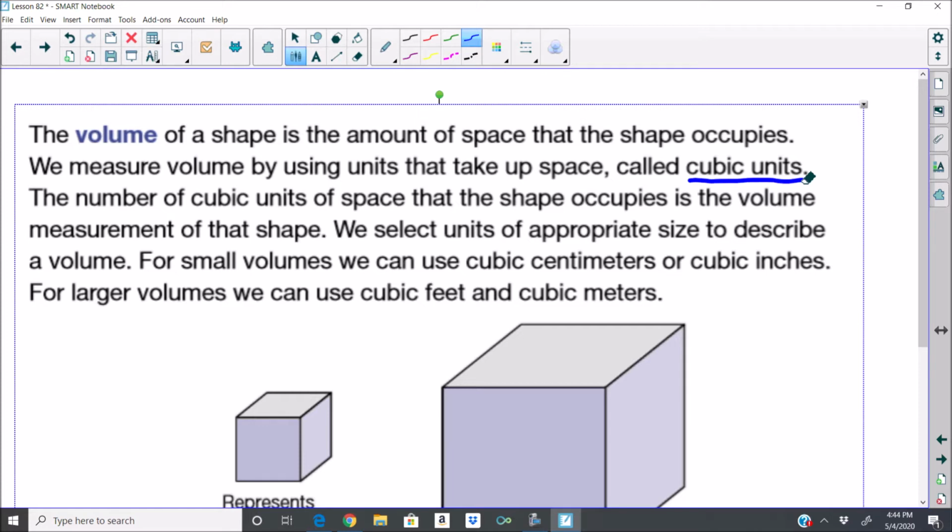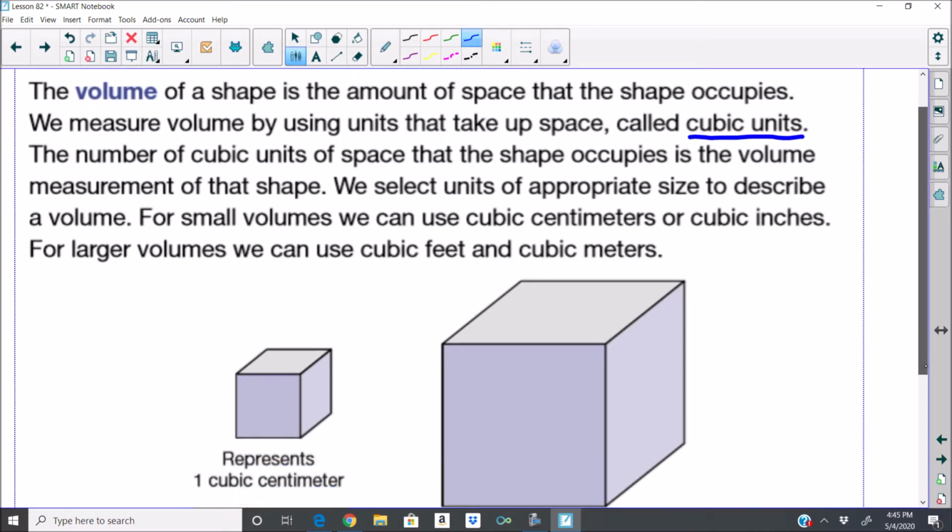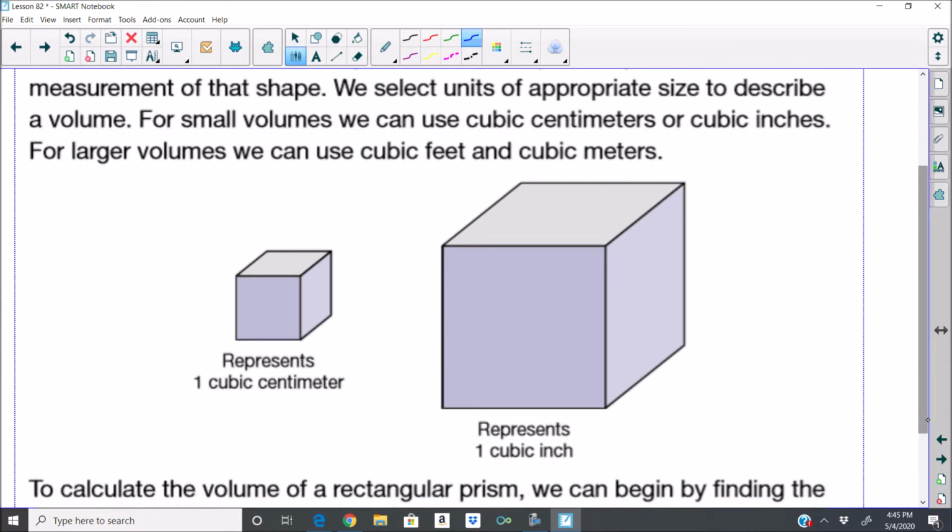We select units of appropriate size to describe a volume. For small volumes, we can use cubic centimeters or cubic inches. For larger volumes, we can use cubic feet and cubic meters. And all that is saying is that you're using appropriate amounts of measurement. Like if I'm going to measure the length of a book, I could use centimeters or inches. If I'm going to measure the length of a classroom, I would probably want to use feet or meters or a yard rather than a small measurement. So you're choosing it based on the size of the overall measurement that you're doing.